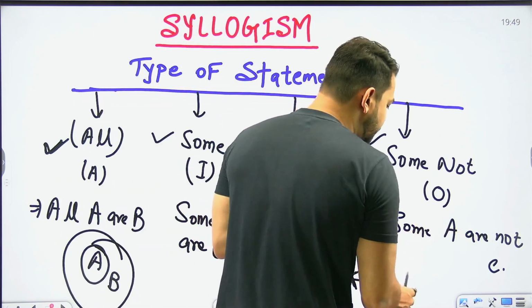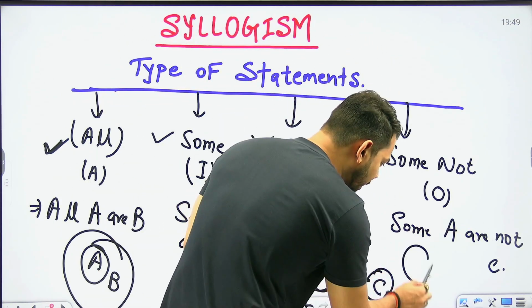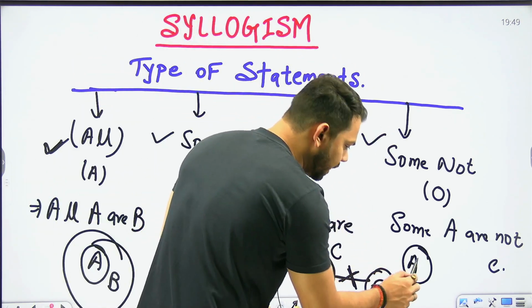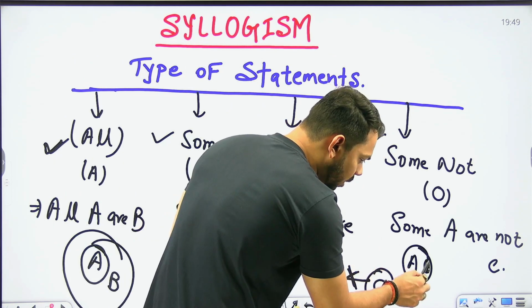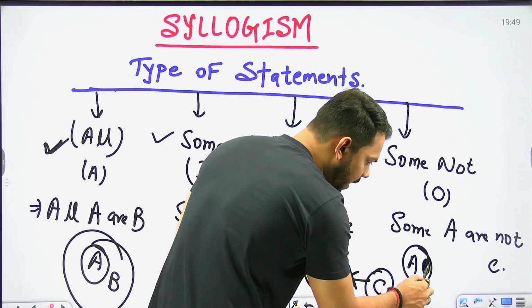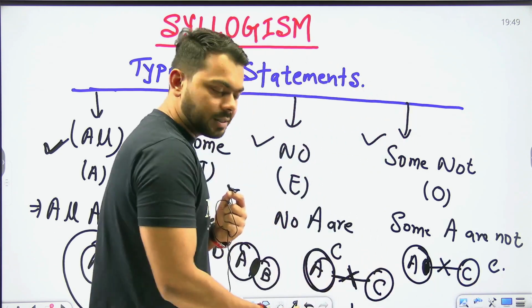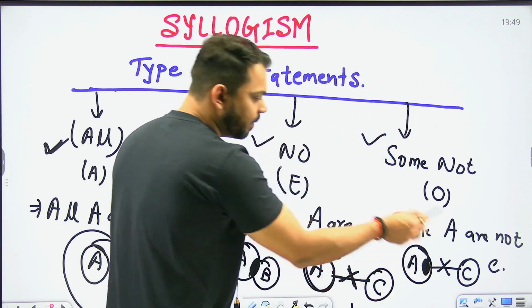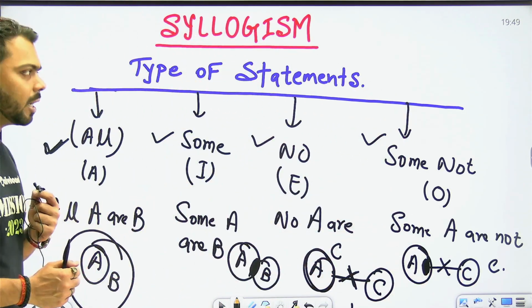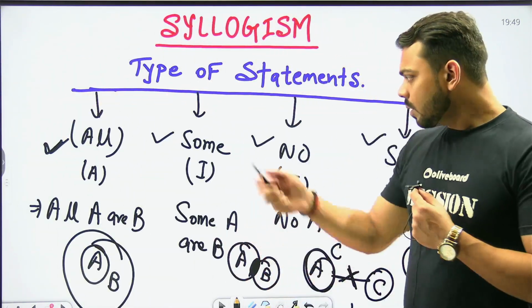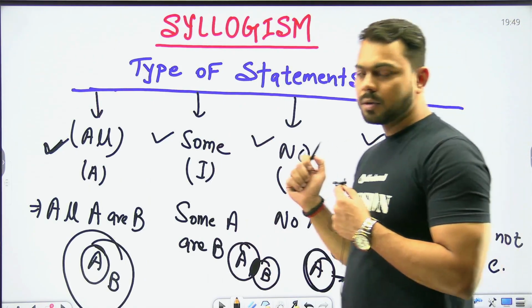Some A are not C. Now here, if we talk about some part of A, suppose it is given A, some part of A will not be with C, right? Some part of A will not overlap with C. So these are the four types of statements that you study in this chapter, syllogism: all, some, no, and some not.